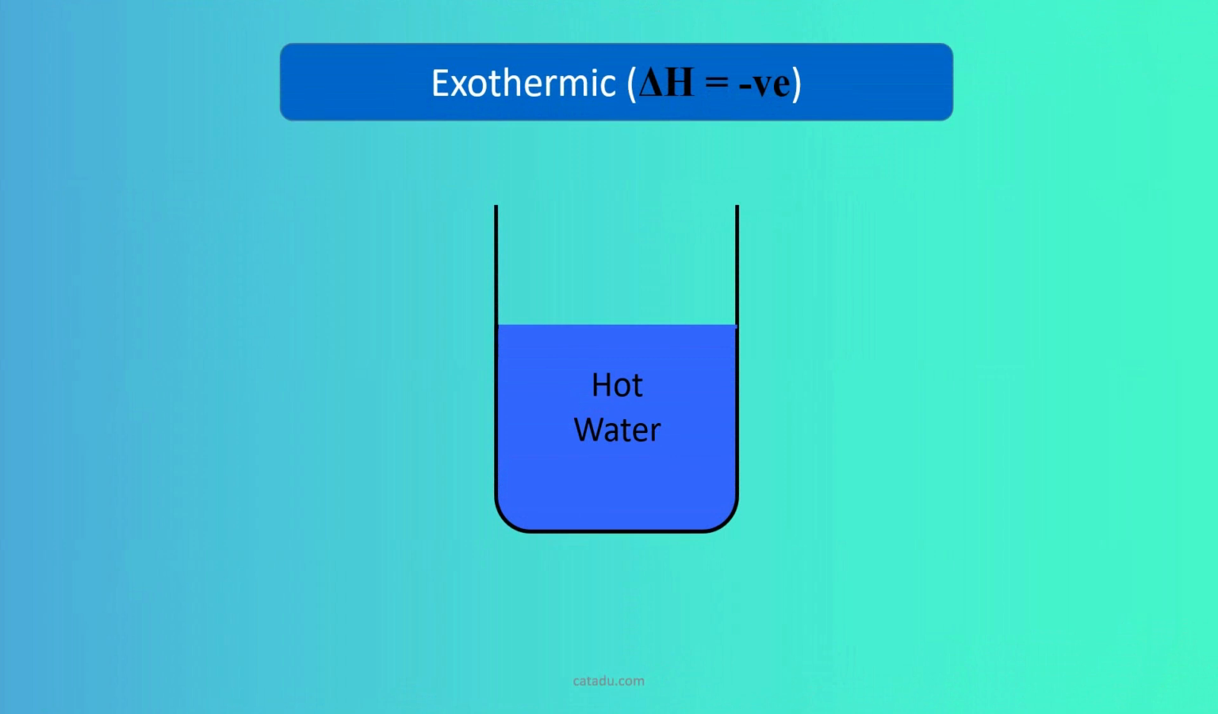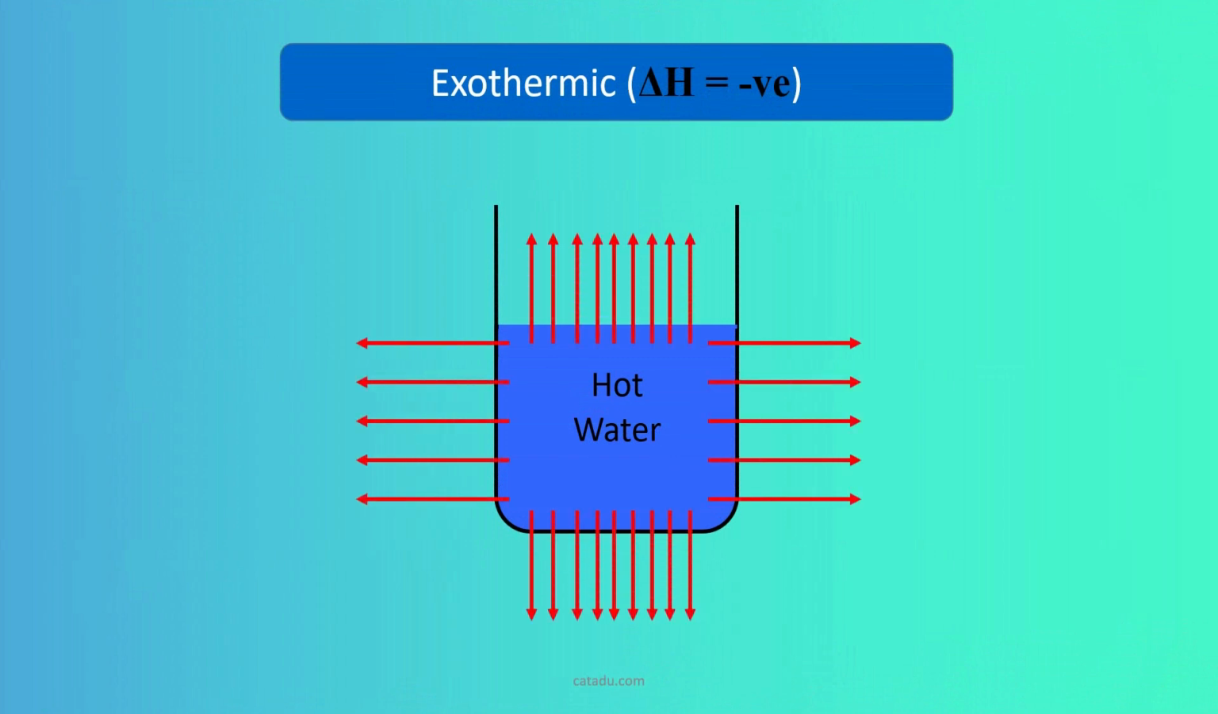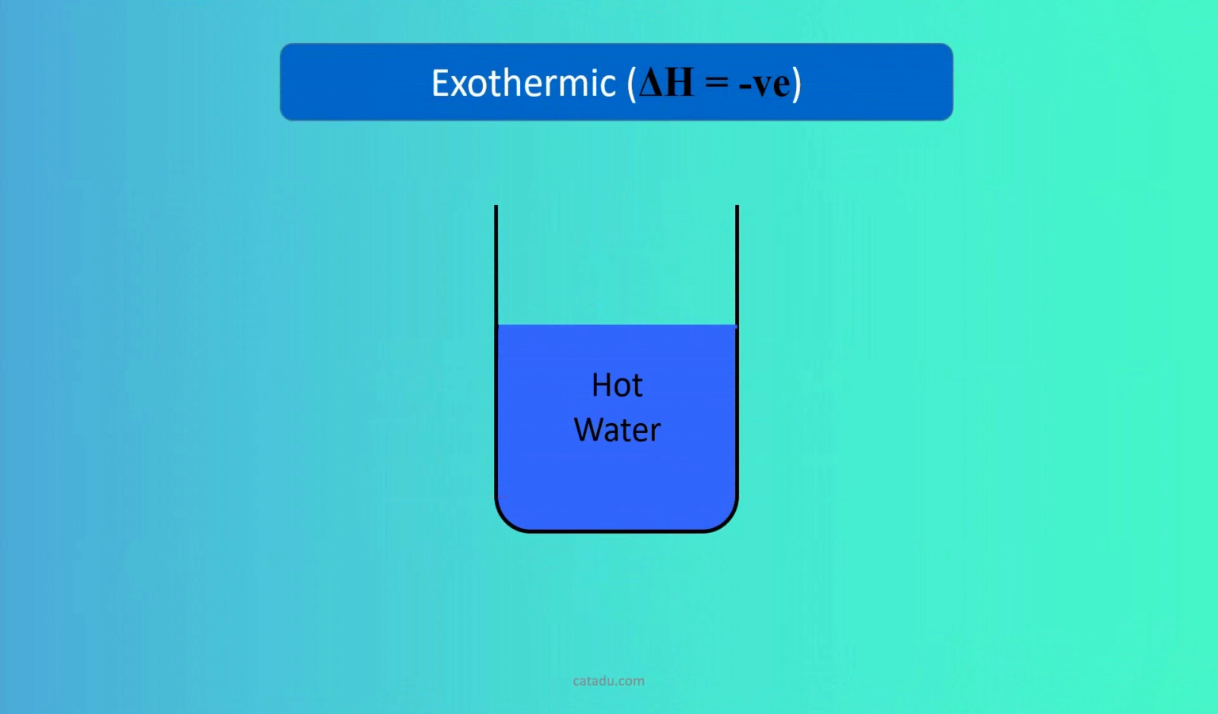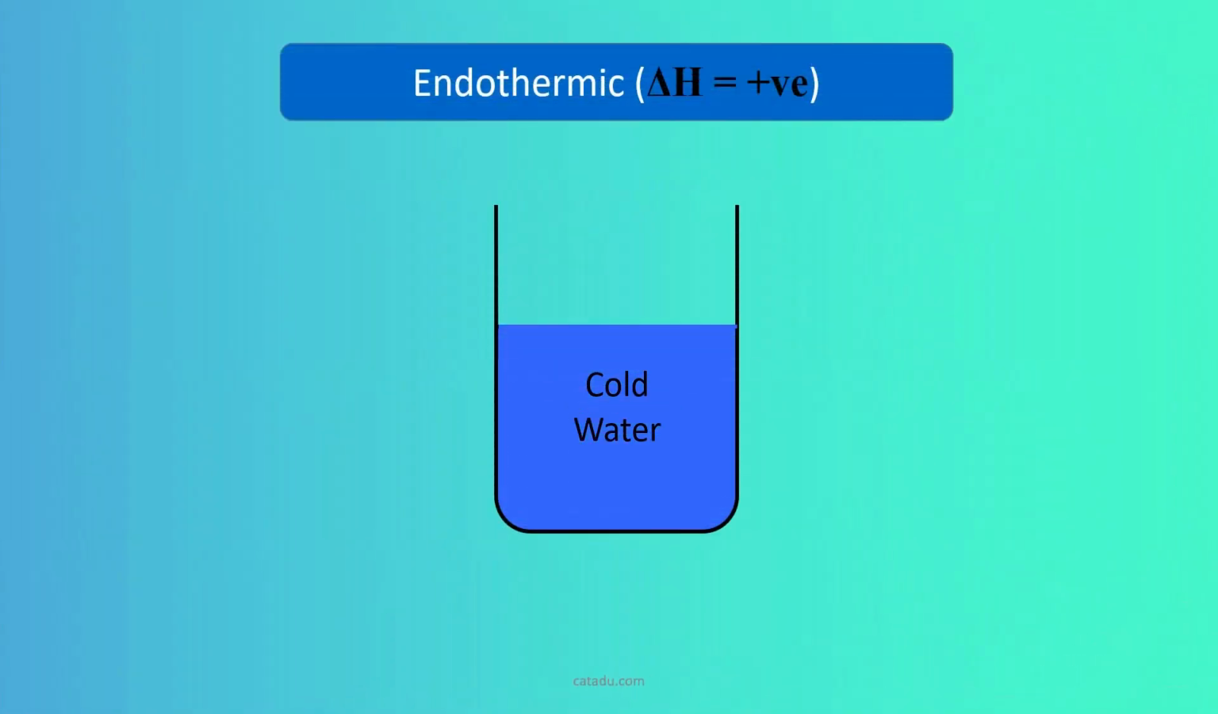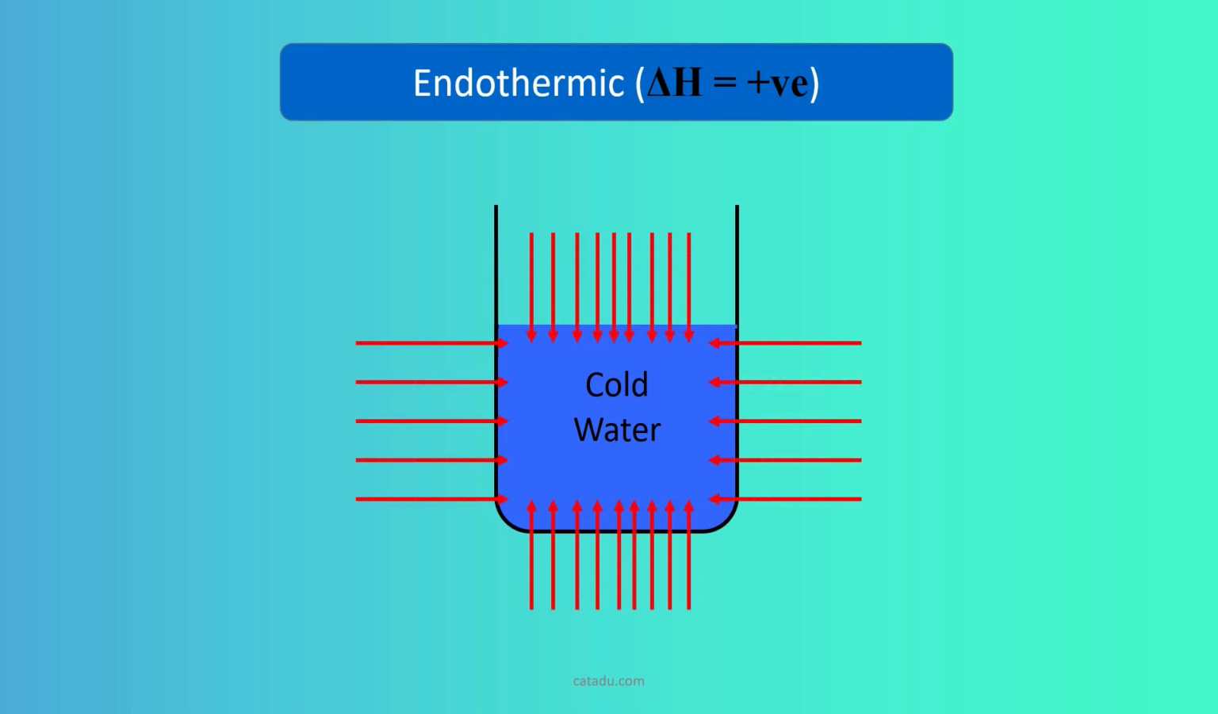When hot water is taken in a beaker, it has a higher temperature than the surroundings, so heat releases to the surroundings. This is an exothermic system. When cold water is taken in a beaker, it has a lower temperature than the surroundings. Heat is coming in. This is an endothermic system.